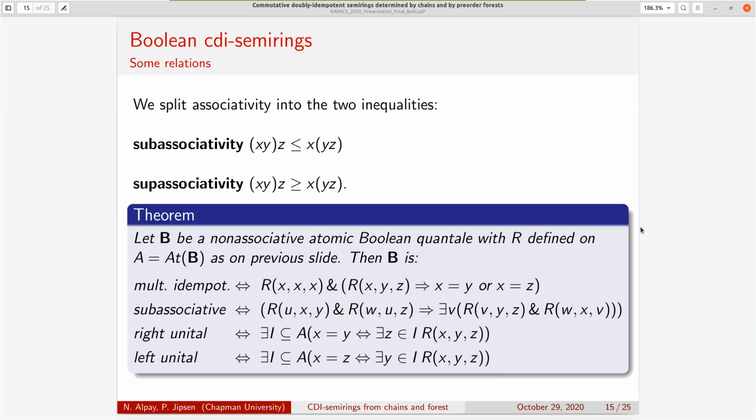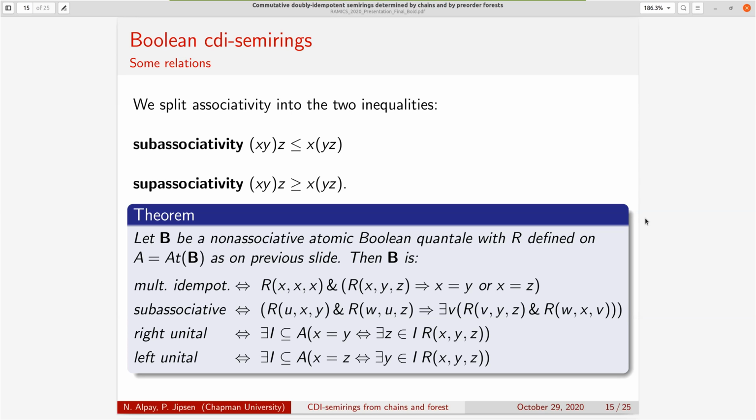Now we split associativity into two inequalities. We have subassociativity, which means that xy times z is less or equal to x times yz. And we have superassociativity, where xy times z is greater or equal to x times yz. Keeping that in mind, we have the following theorem, which states that, let B be a non-associative atomic Boolean quantale with R defined on the set of atoms A, which is the AT of B, as on the previous slide. Then B is multiplicatively idempotent if and only if R x x x, and R x y z implies x equals y or x equals z.